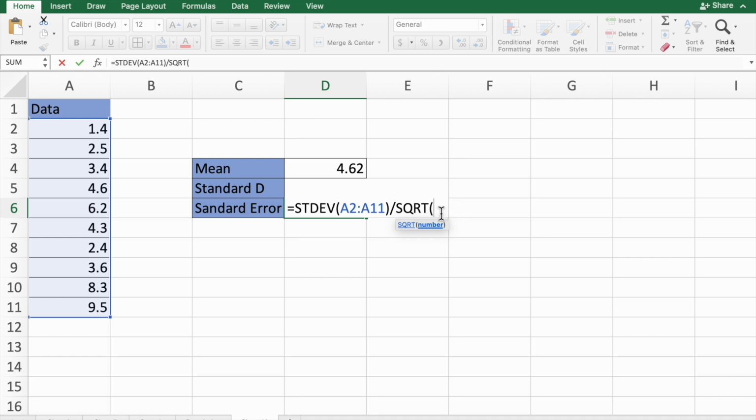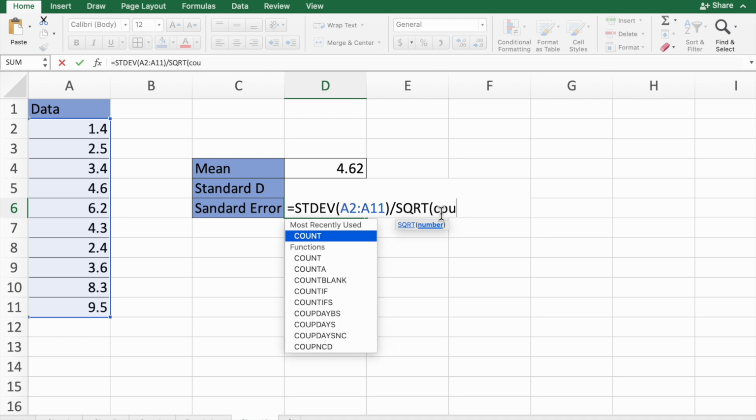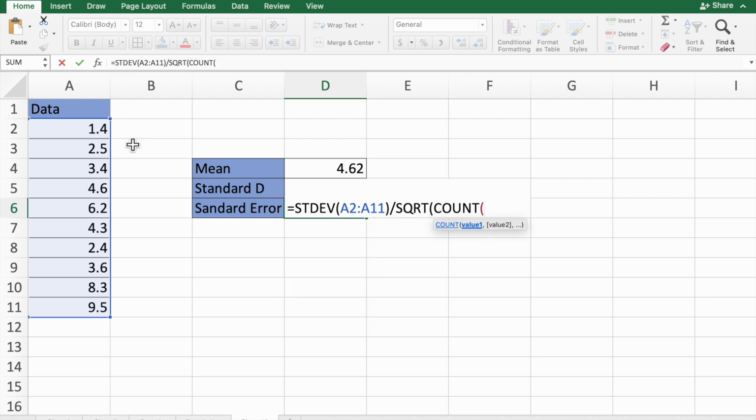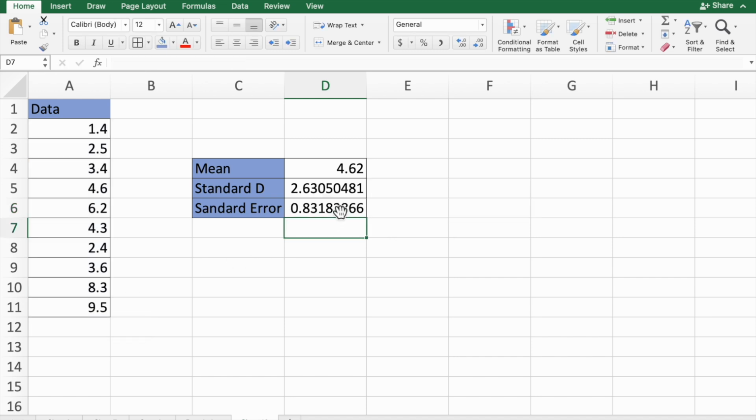Okay, so if you don't know, just count. Okay, then select all the cells, close the bracket, then close the bracket again. Okay, so this will be the standard error.